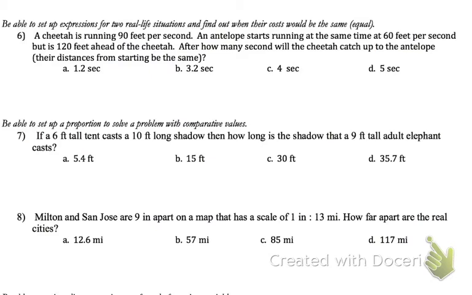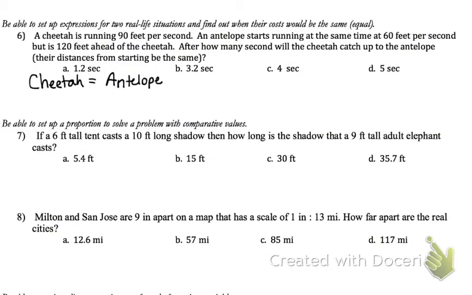Problem 6. A cheetah is running 90 feet per second. An antelope starts running at the same time at 60 feet per second, but is 120 feet ahead of the cheetah. After how many seconds will the cheetah catch up to the antelope? So we're going to need to take the equation for the cheetah's distance that it's running, and we're going to set it equal to the distance formula we're going to use for the antelope.